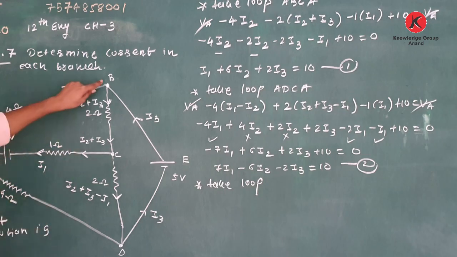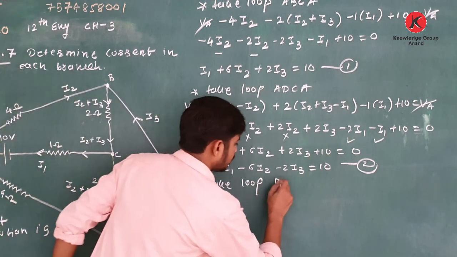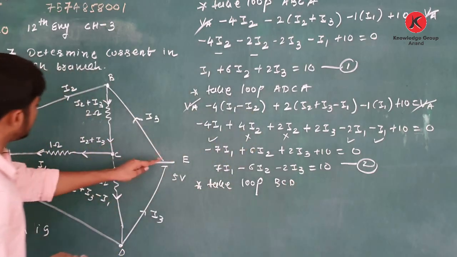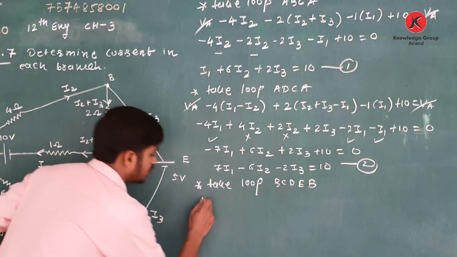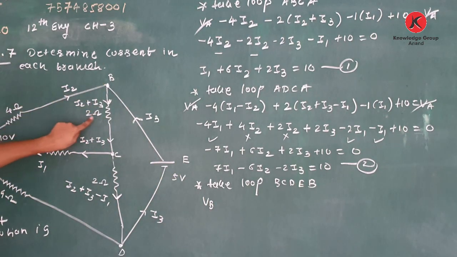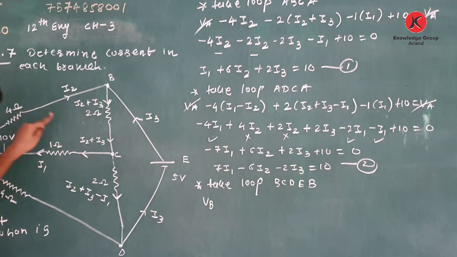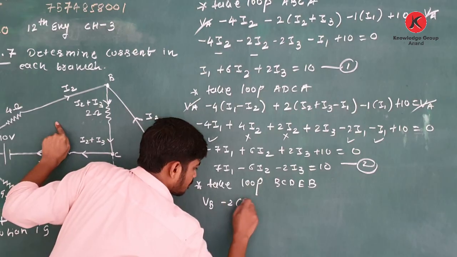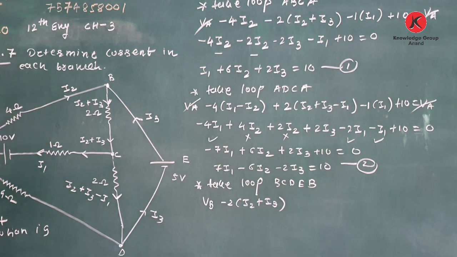See, we are starting from point B. B, C, D, E, B. Take loop B, C, D, E, B. Yes, starting from point B, so here it is VB. First resistance 2 ohm, current I2 plus I3. So we are moving in the direction, so it is minus 2 (I2 plus I3).